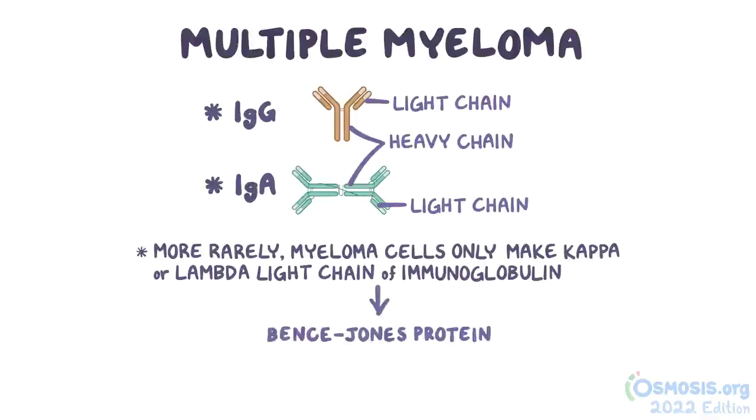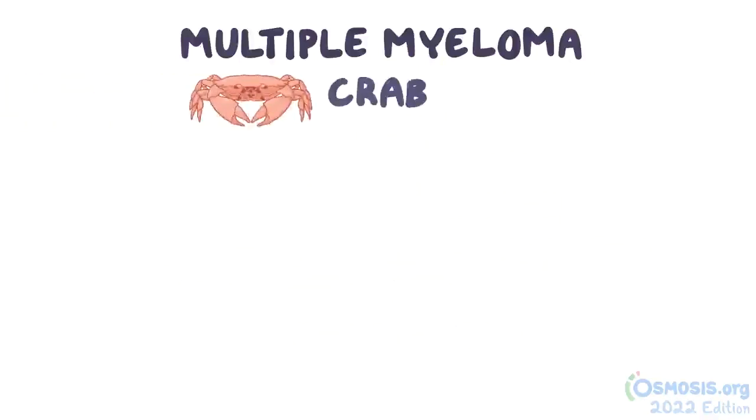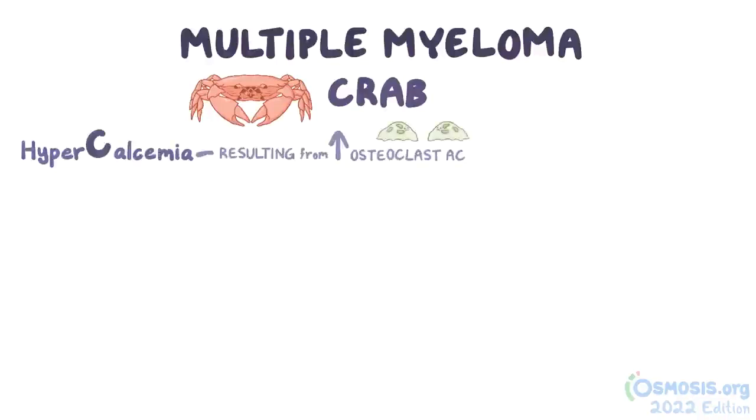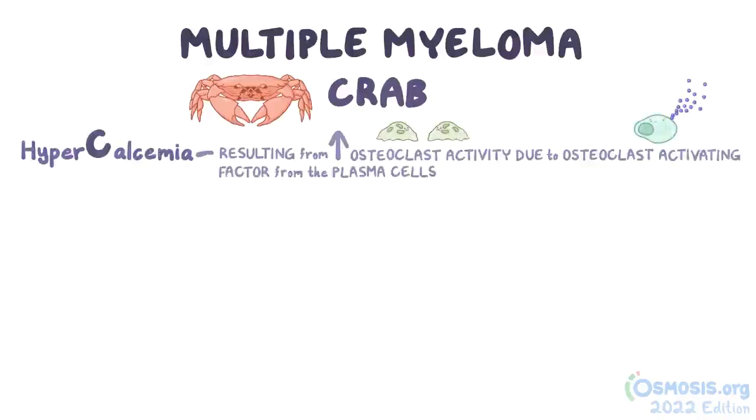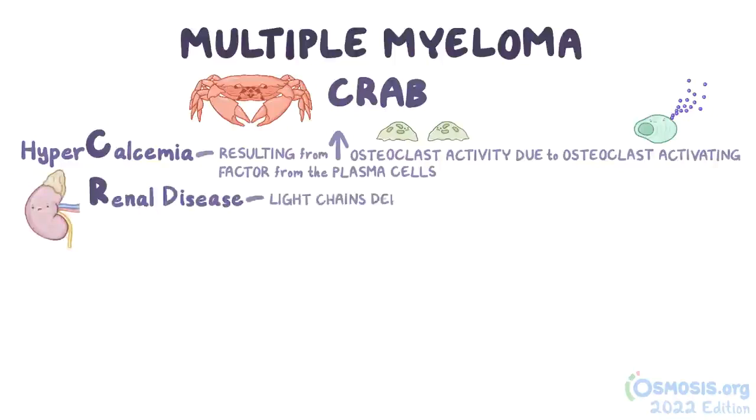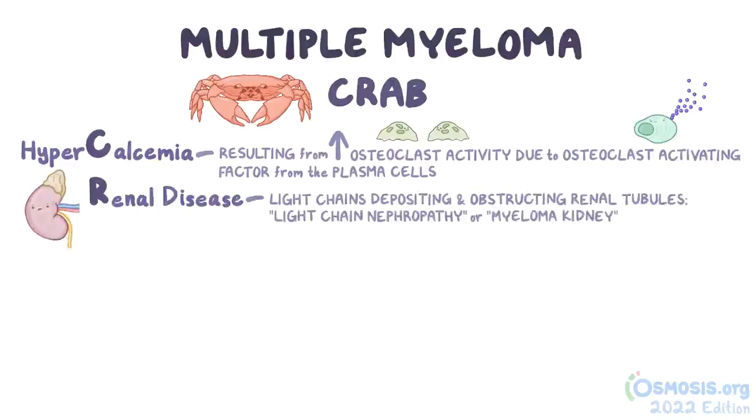The clinical presentation of multiple myeloma can be summarized by the mnemonic CRAB, where C is for hypercalcemia, resulting from increased osteoclast activity due to the release of osteoclast activating factor from the plasma cells, R is for renal disease, which is generally due to the light chains depositing and obstructing the renal tubules. And this is called light chain cast nephropathy, or myeloma kidney.